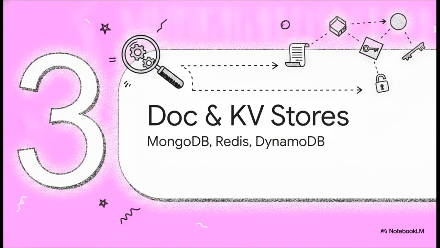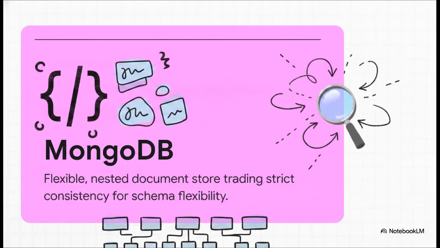Section 3. Document and key value stores. Now let's apply our engineering lenses to some specialized tools where the underlying mechanics get really fascinating. Let's use MongoDB as our prime example here. People often describe it as fundamentally completely different from something like Postgres, but through our engineering lens, it's simply a different set of trade-offs. MongoDB is a document database, meaning it stores data as flexible, nested, JSON-like documents.